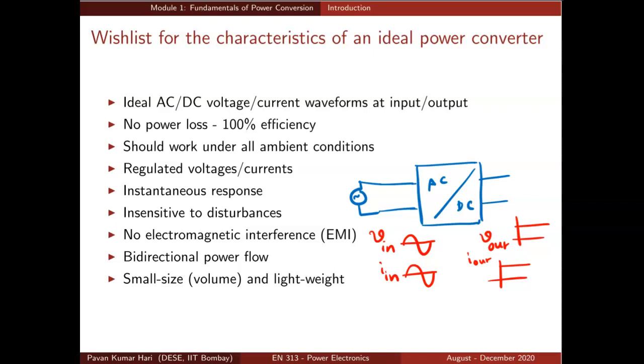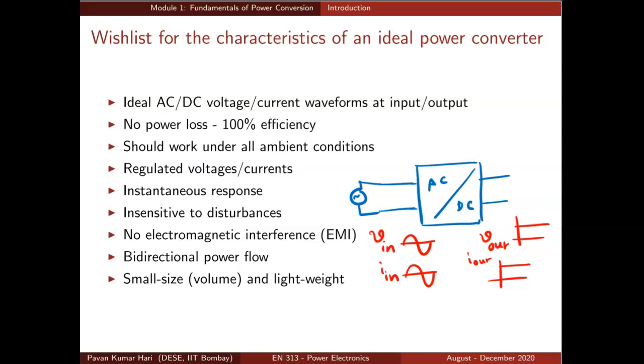And then the second characteristic is that the converter should have 100% efficiency. Whatever power that is supplied at the input should be delivered to the output. That means there should be no power loss. And then the converter should work under all ambient conditions. Power electronic converters are required to be used in a variety of ambient conditions. Extreme temperatures. They are used even in space as a part of the satellite power system. Many power converters used in the industry have to operate under dusty environments. So the power converter should work under any given ambient condition ideally.